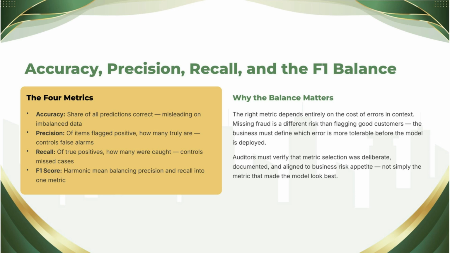It's like a security guard at a mall. Stop every visitor and you'll catch every thief, but harass hundreds of innocent shoppers. Stop nobody and everyone's happy until the theft report arrives. The F1 score simply balances precision and recall into one number, useful when both kinds of mistakes matter. Your audit question is never which metric is highest. It's, did the business choose the right metric for the harm that matters most? That choice is a governance decision wearing a mathematical costume.